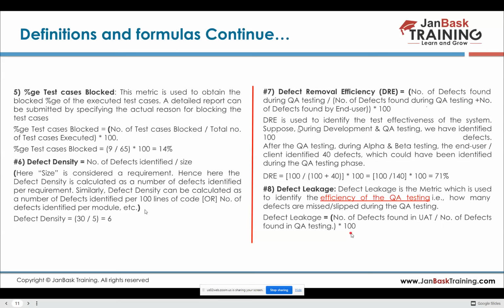So then a lot of questions will be raised, a lot of things will be checked. The management will come back to the development and testing team and they will ask you why so many defects were leaked, right? So this is a very important question from the interview perspective as well. And even if they ask you what are the different kinds of test metrics, please mention this one, defect leakage.